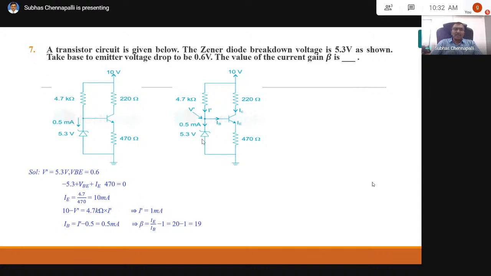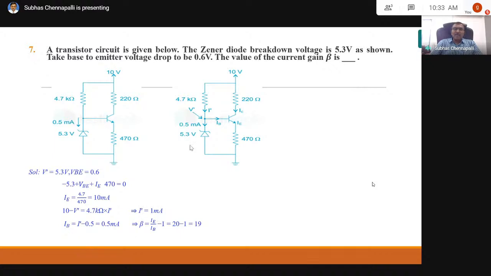So minus 5.3 plus VBE plus current times this resistance, where the current is IE. So this IE is IB plus IC. Then IE you get 10 milliamperes. Substitute the values here, you will get 10 milliamperes. Now I want to calculate I dash. Then I dash: the voltage here is 5.3 volts, here it is 10 volts. So 10 minus 5.3 divided by this resistance gives I dash as 1 milliampere.